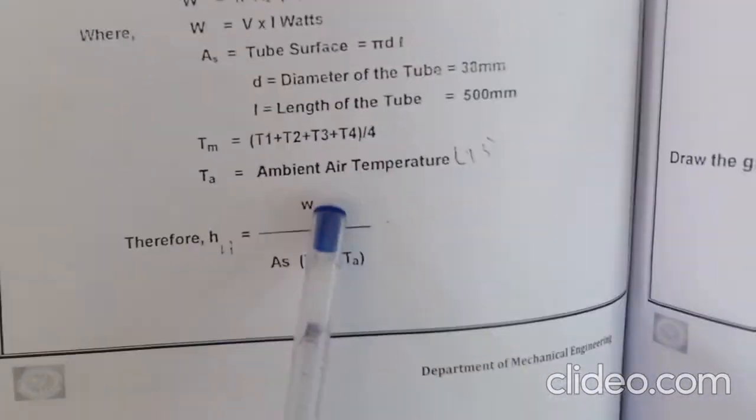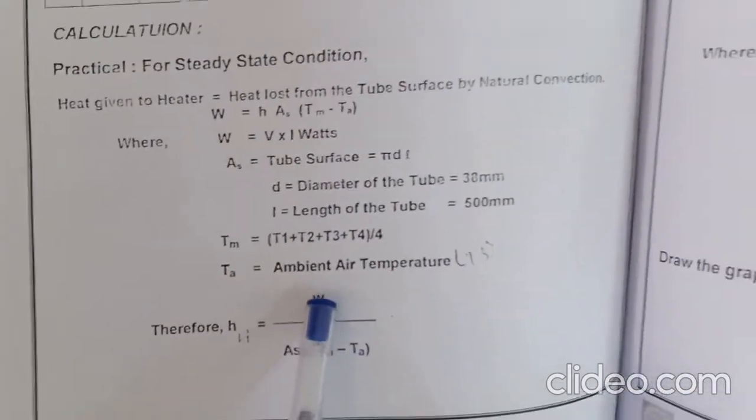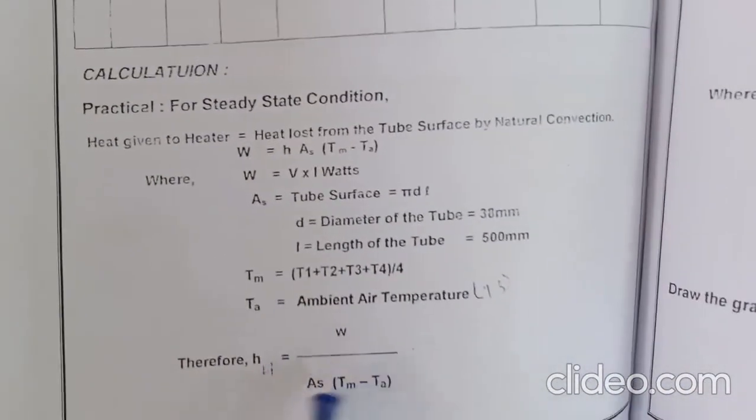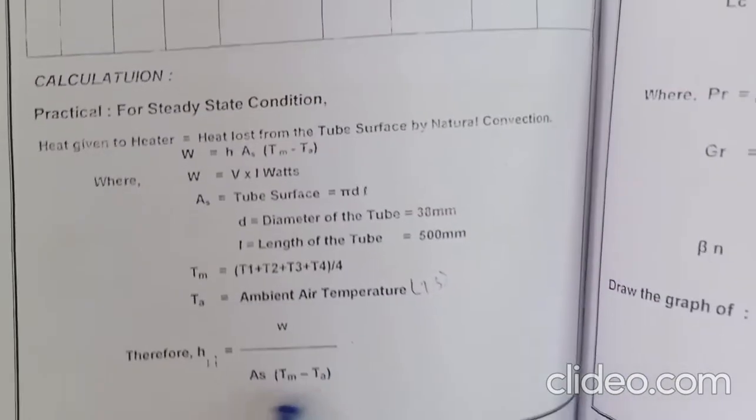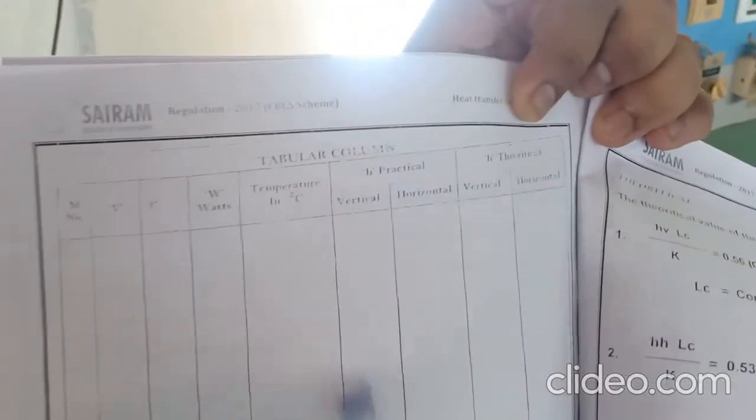This is the modified expression for the heat transfer coefficient. W, in this case, is Q, that is the heat energy. So h is W divided by A times (Tm minus Ta). Substitute all these values and you will get the h value. It is a practical value, when it is positioned vertical.